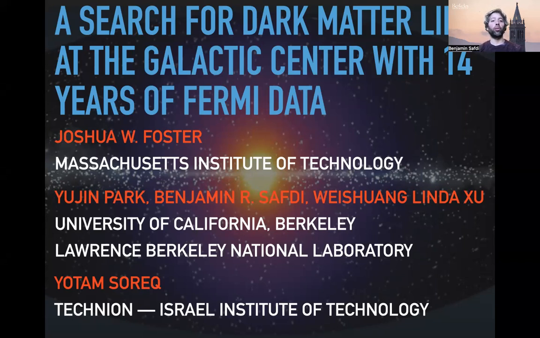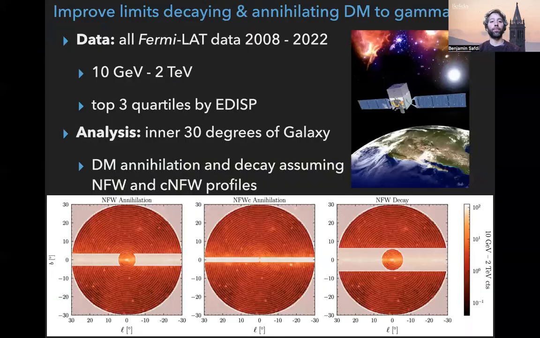Hello, I want to tell you about our new paper, A Search for Dark Matter Lines at the Galactic Center with 14 years of Fermi data. I'm Ben Safdie, and I wrote this paper together with Josh Foster, Eugen Park, Linda Shu, and Yotam Sorek.